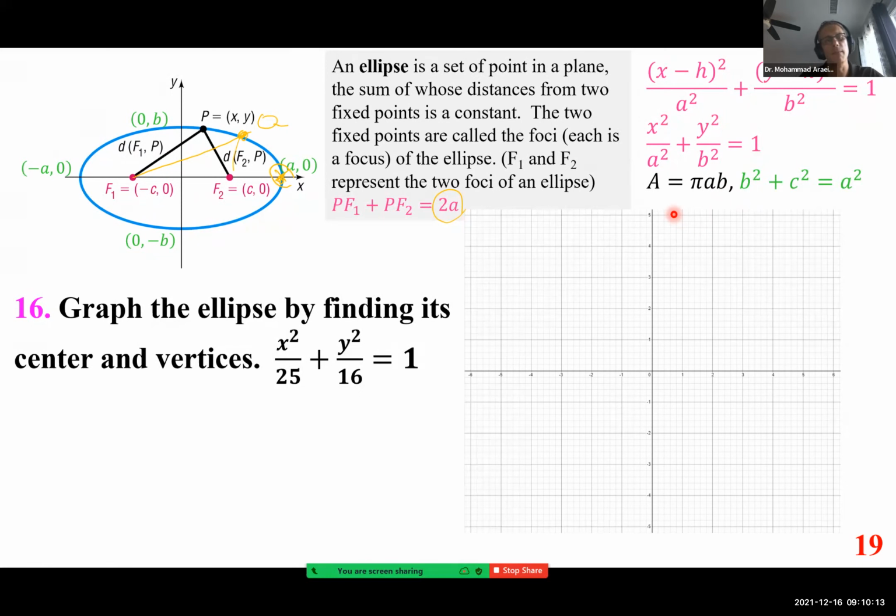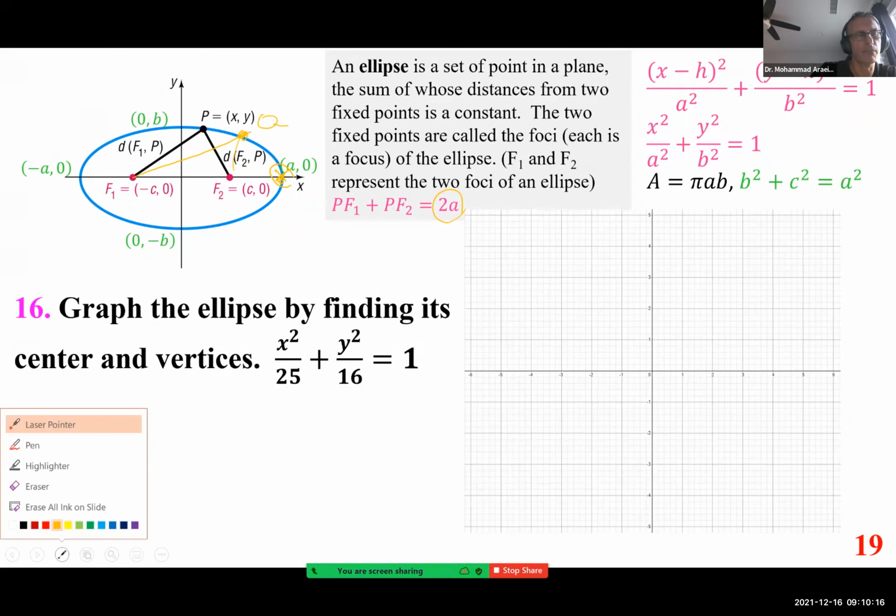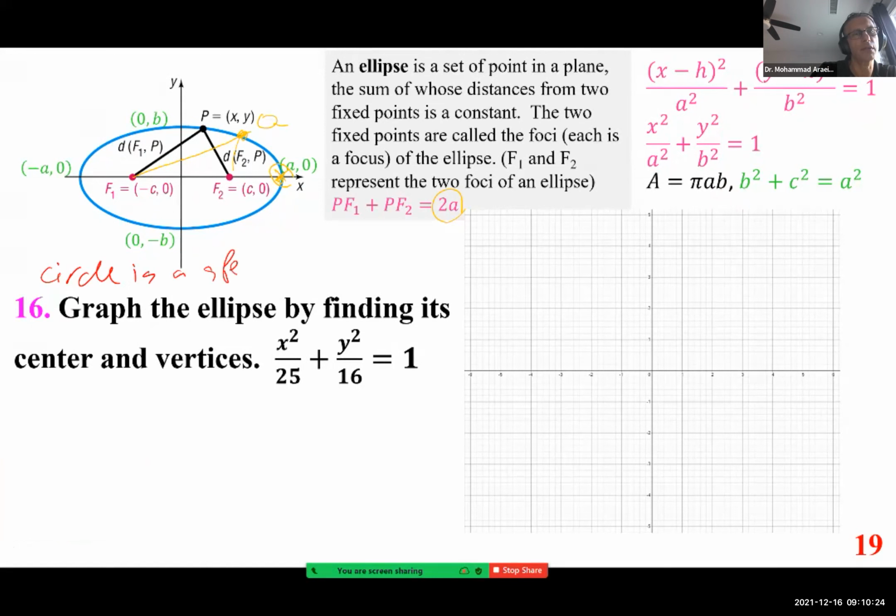So I repeat. A circle is a special case of an ellipse. What makes it special? A and B are identical, and we call it R. So we know the area is pi R squared, so it's pi AB. That's another way to look at the proof.